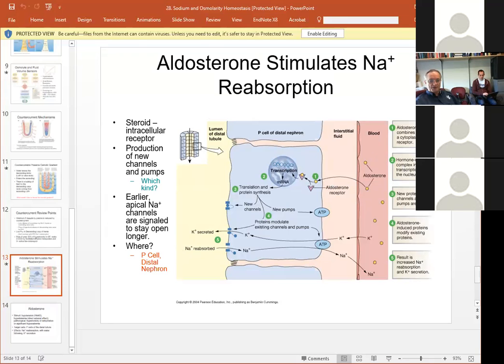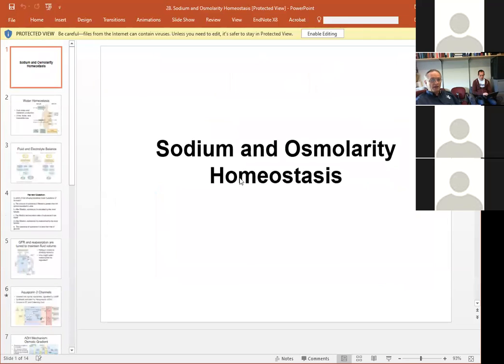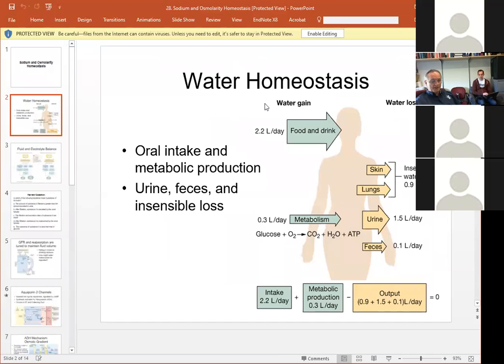So today we've talked about sodium homeostasis and osmolarity homeostasis, and in that sense, water homeostasis. And we're going to continue down this path a little further next time, talking some more about regulation that the kidney provides. That's it for today.